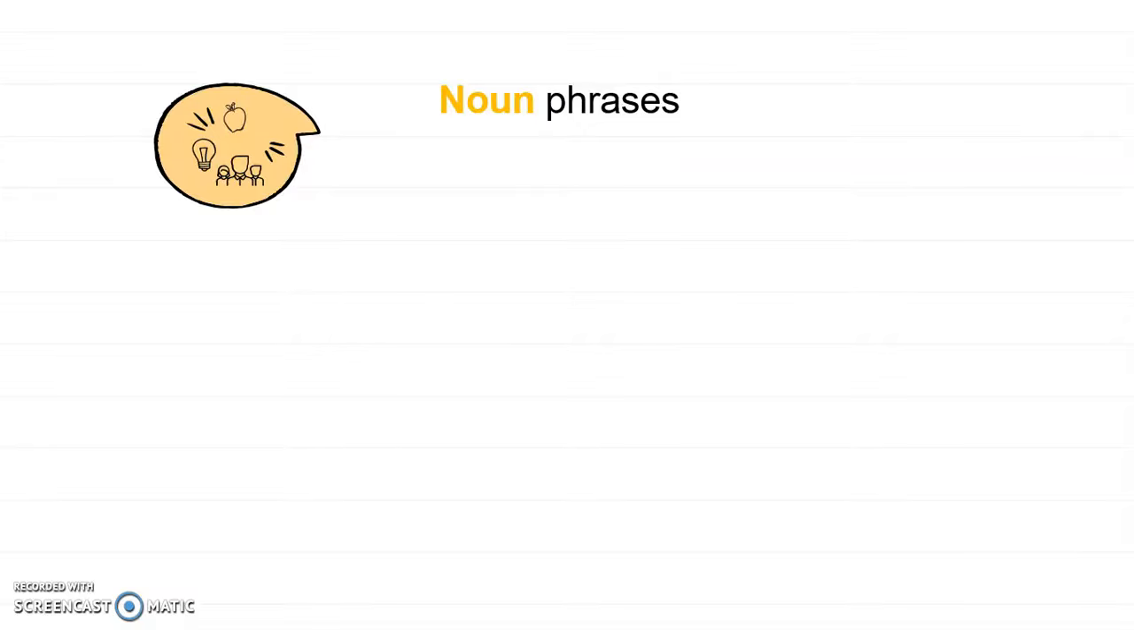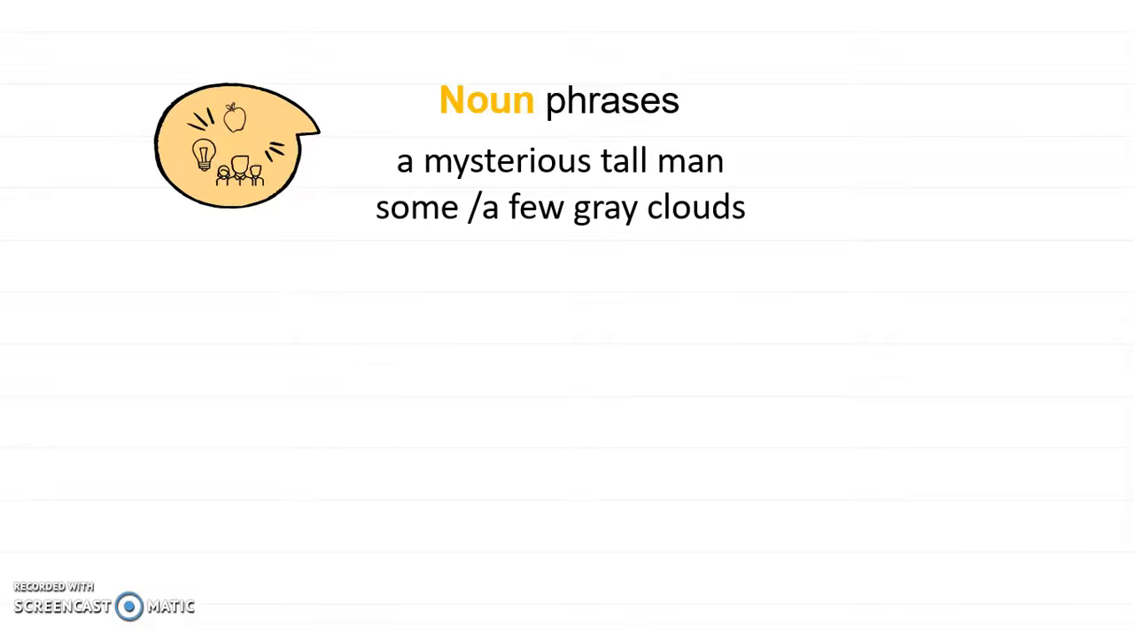Noun phrases. A mysterious tall man. Some gray clouds. A few gray clouds. Which one is the noun? Man and clouds. Correct! The noun is the most important part in the noun phrase, but it goes at the end of the phrase.